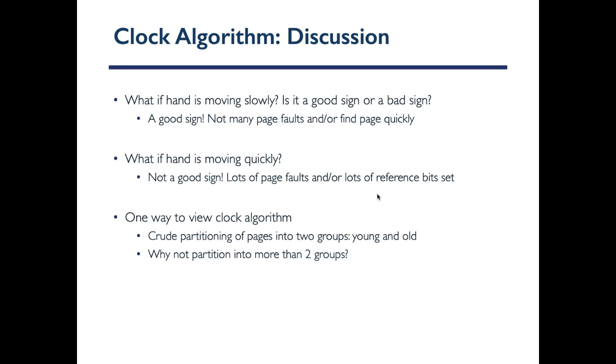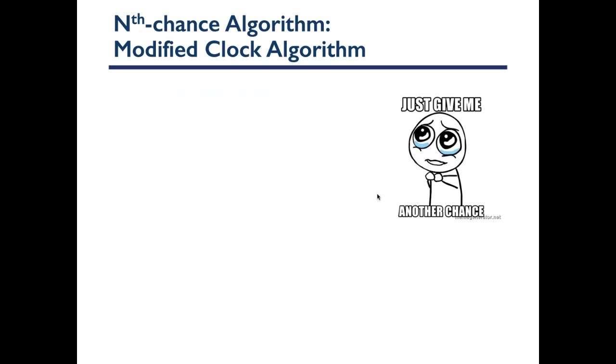So as I mentioned, with the clock algorithm, we're approximating LRU. We're not finding the oldest page as needed by LRU. We're just finding one old page to evict. So in a sense, we're partitioning our pages into old and new, only having two groups. Well, can we do better? Can we maybe partition into more than 2 groups? And that's where the idea of the Nth-chance algorithm comes into play.